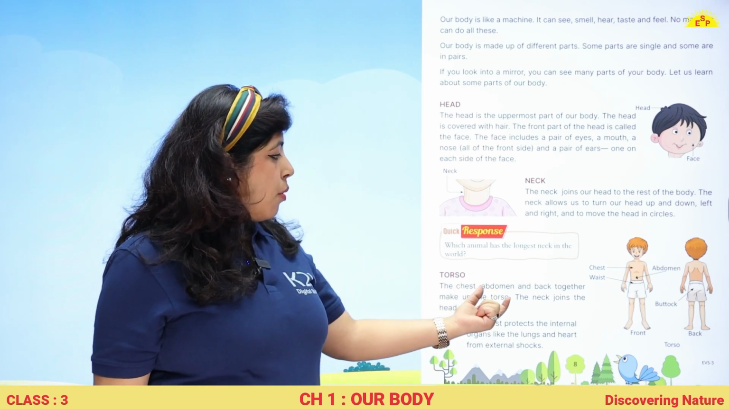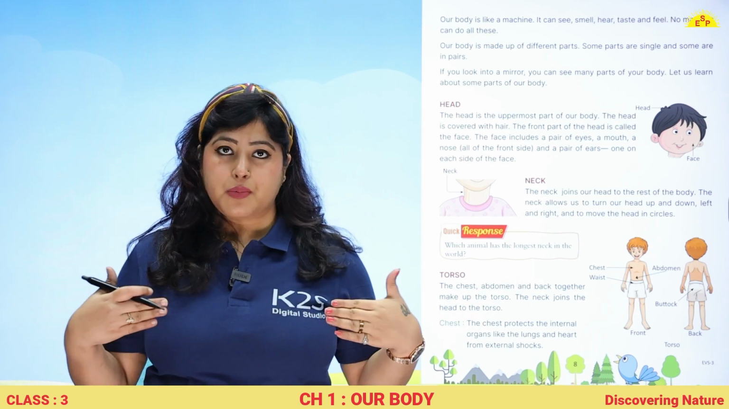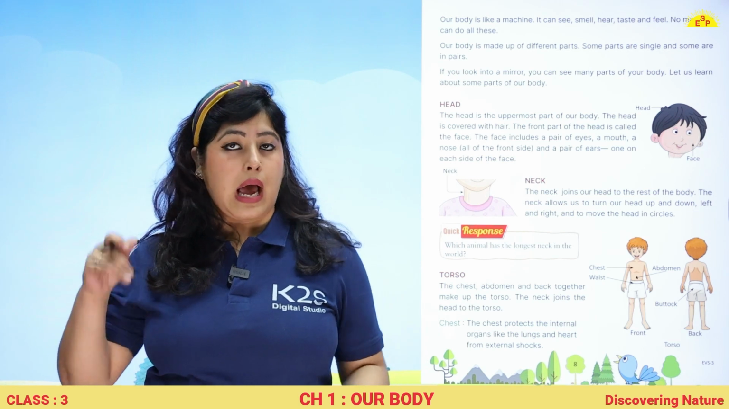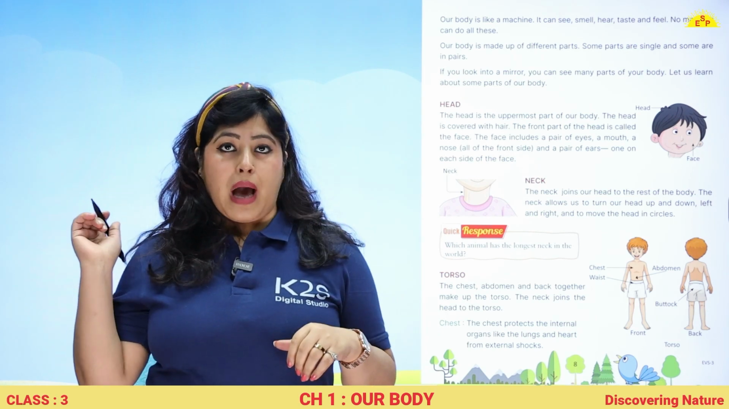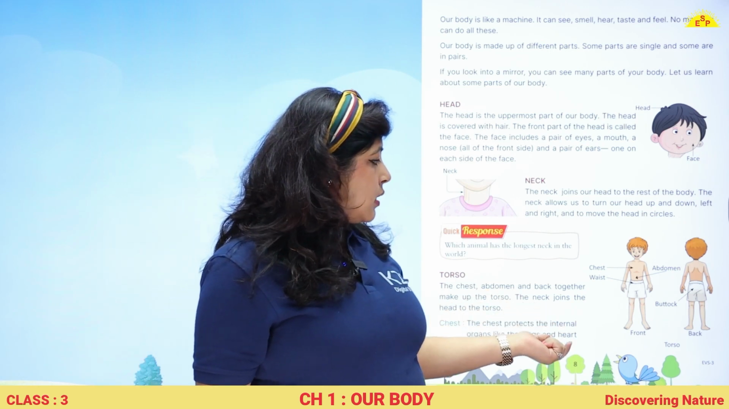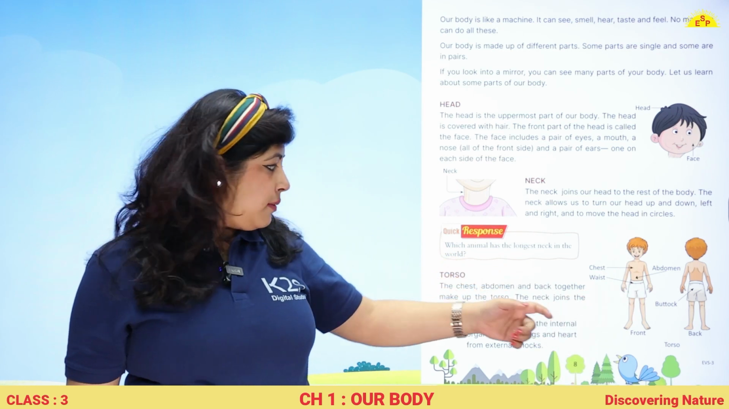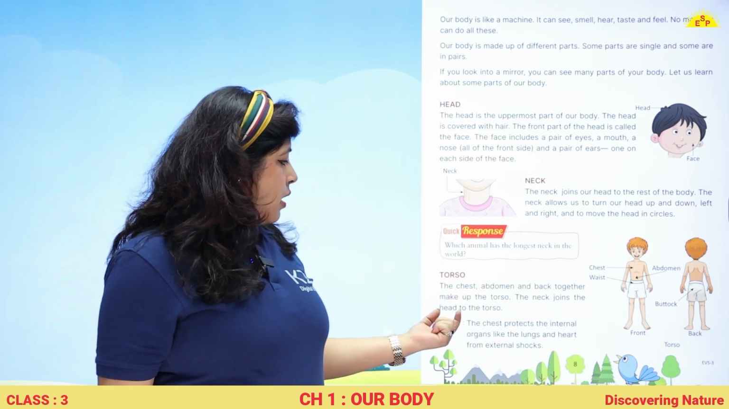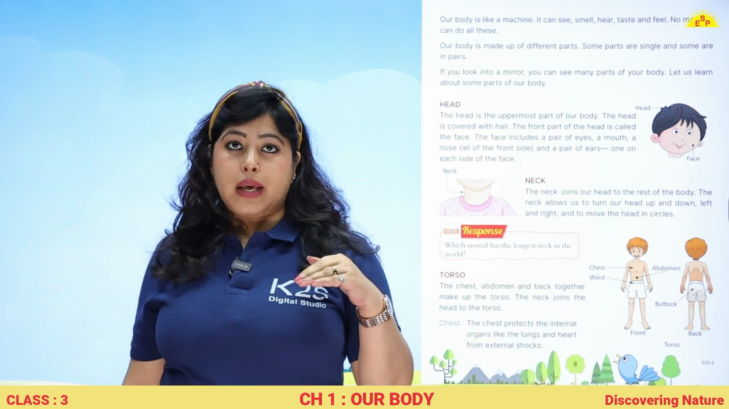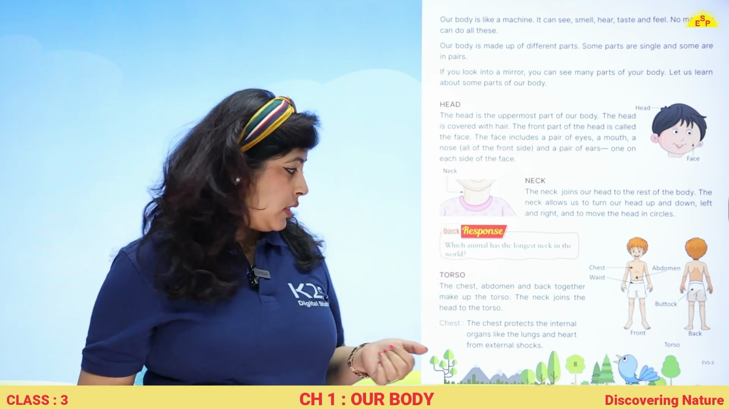The chest, abdomen and the back together make up the torso. That is your chest portion, your abdomen portion and your back. This together is known as torso. Now you can see in the picture as well, front and back and all the parts labeled. The neck joins the head and the torso. तो जो neck जो है क्या करती है, वो head को torso से join करती है.